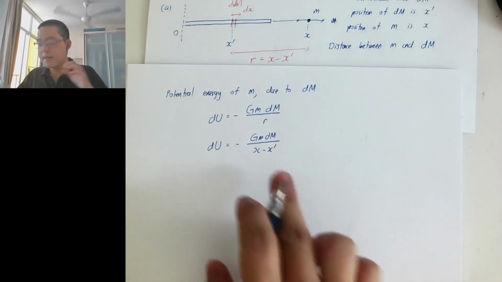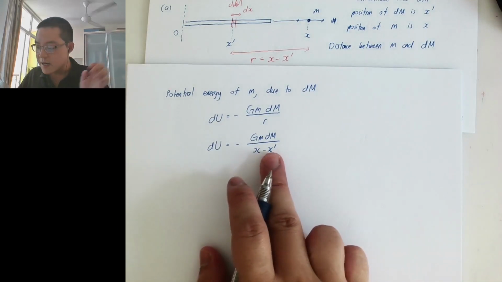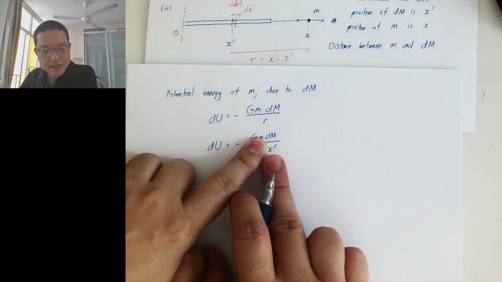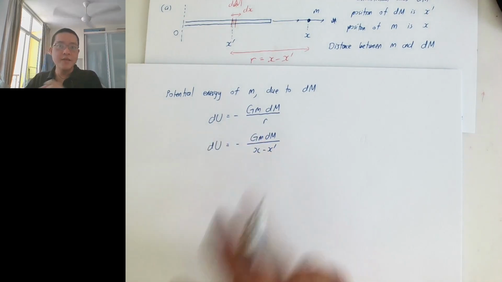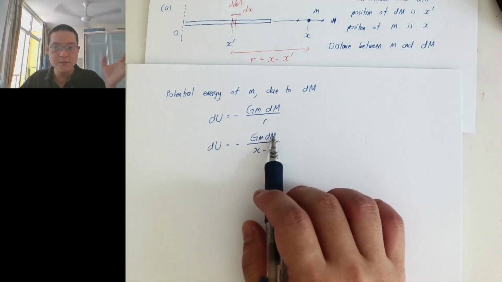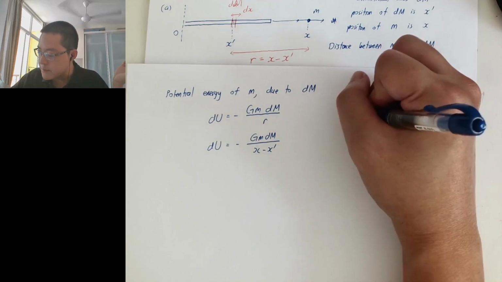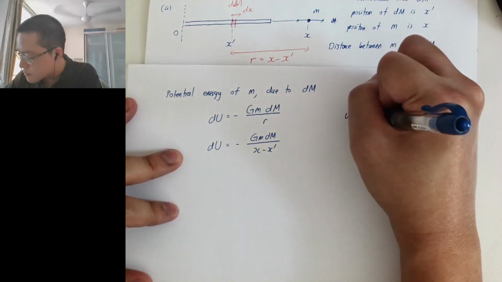The next thing we want to do is, as usual, there is a dm over here, so we need to substitute an expression for dm. So how do we get dm? This is a uniform rod.